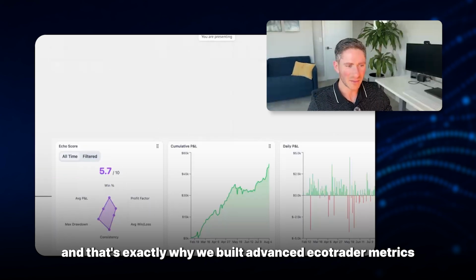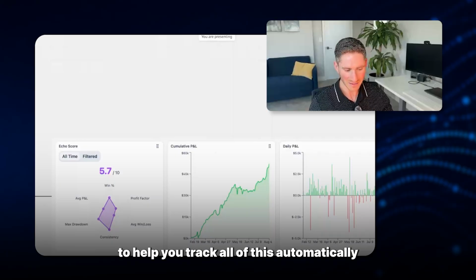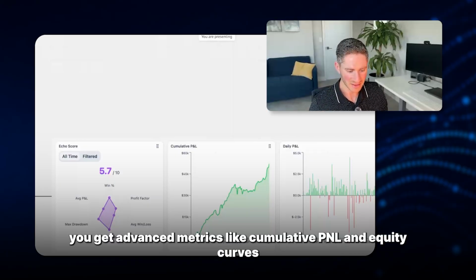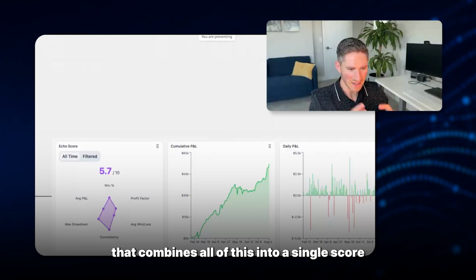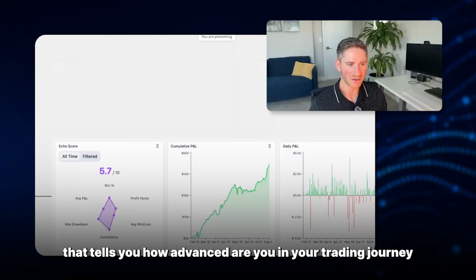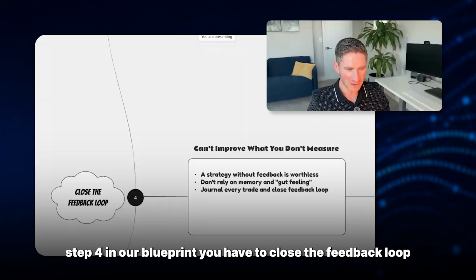And that's exactly why we built advanced Echo Trader metrics into the Echo Trader platform to help you track all of this automatically. You get advanced metrics like cumulative P&L and equity curves, daily P&L, and you get a proprietary Echo score that combines all of this into a single score that tells you how advanced you are in your trading journey. Step 4 in our blueprint, you have to close the feedback loop.